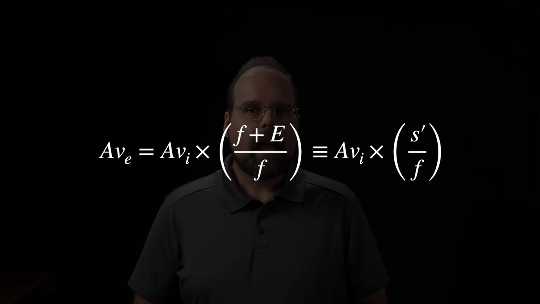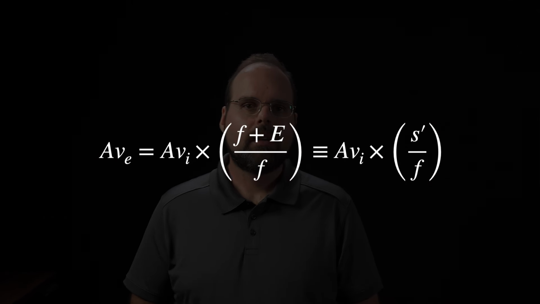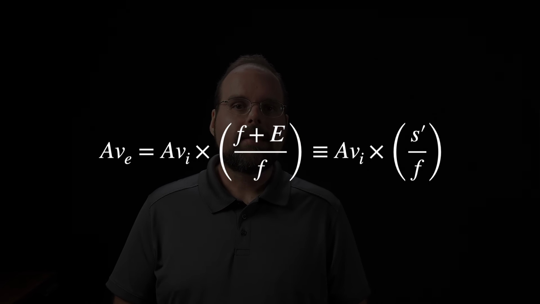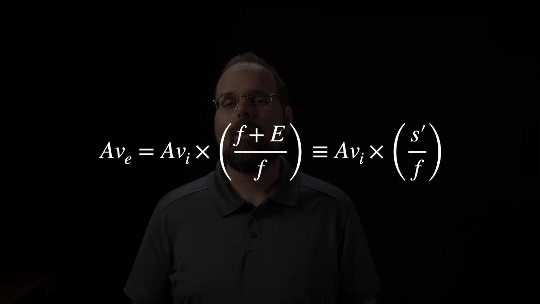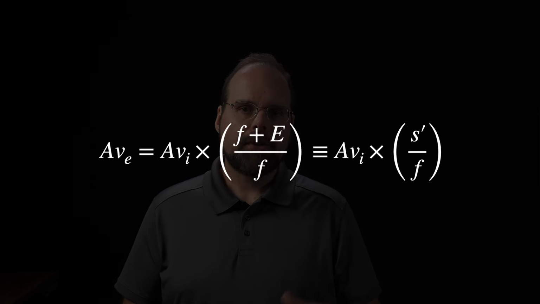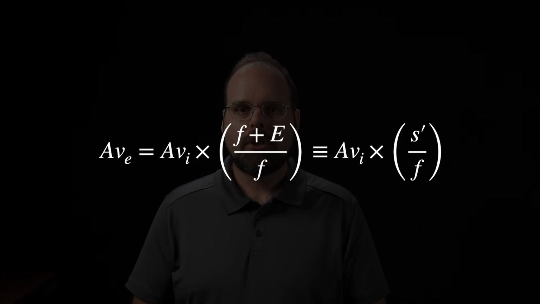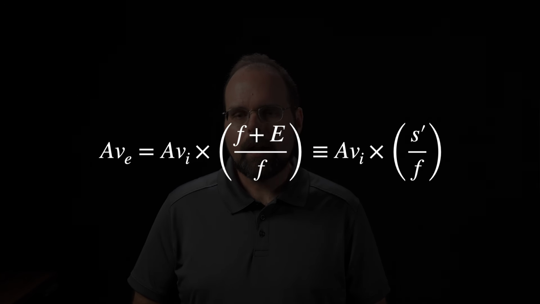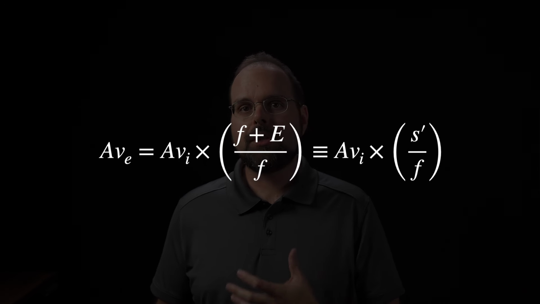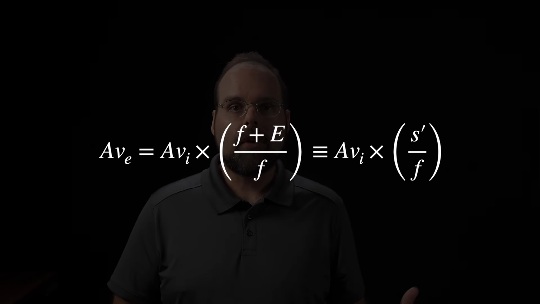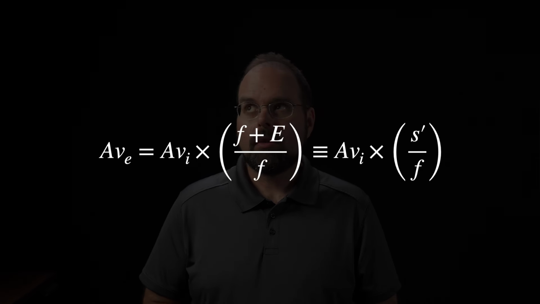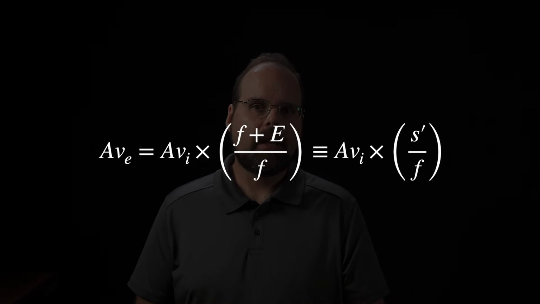The equation for that approach is this, where AV sub E is the effective aperture, AV sub I is the set or reported aperture, F is the focal length, E is the amount of extension, and as usual, S prime is the image distance. Now, just like in the inverse square law case, we're calculating a ratio of the actual image distance to the focal length. However, this time you'll notice that this ratio is actually inverted.